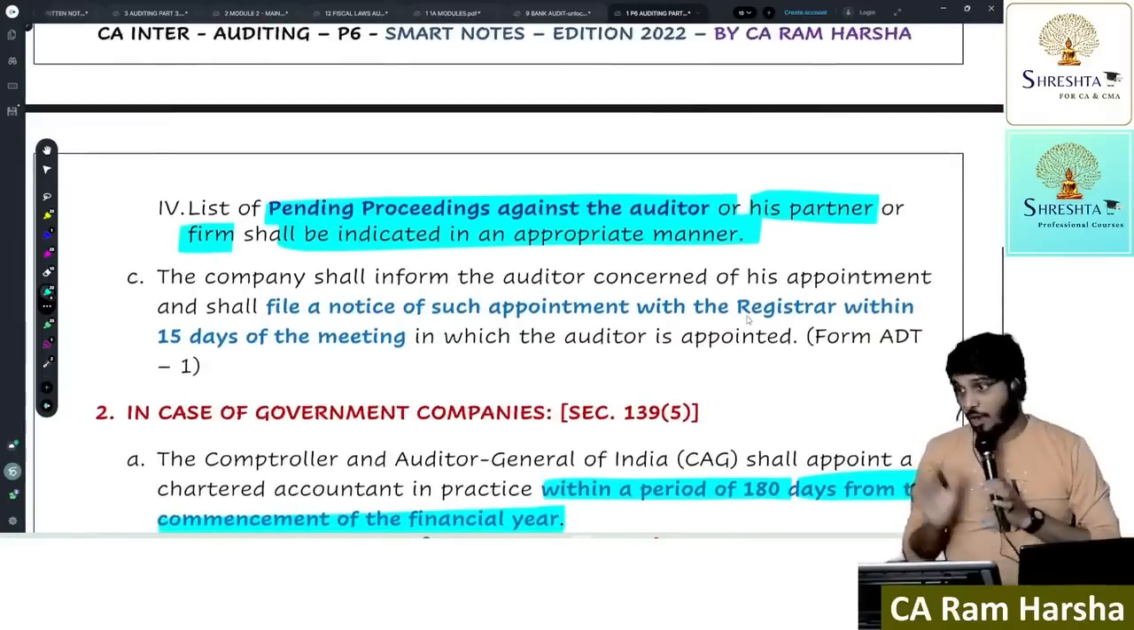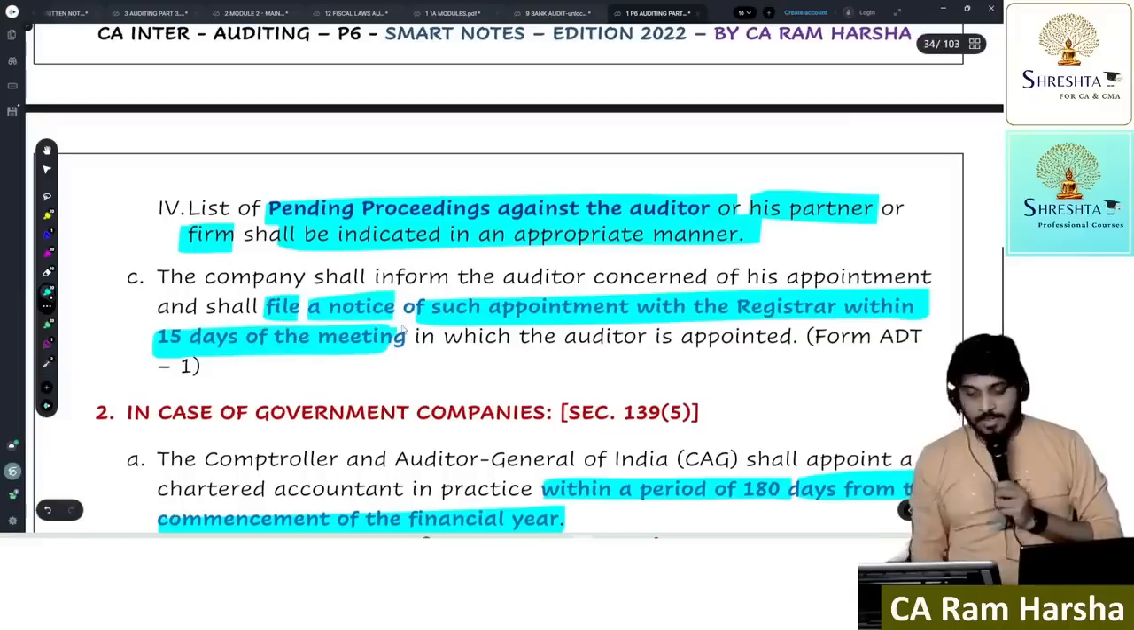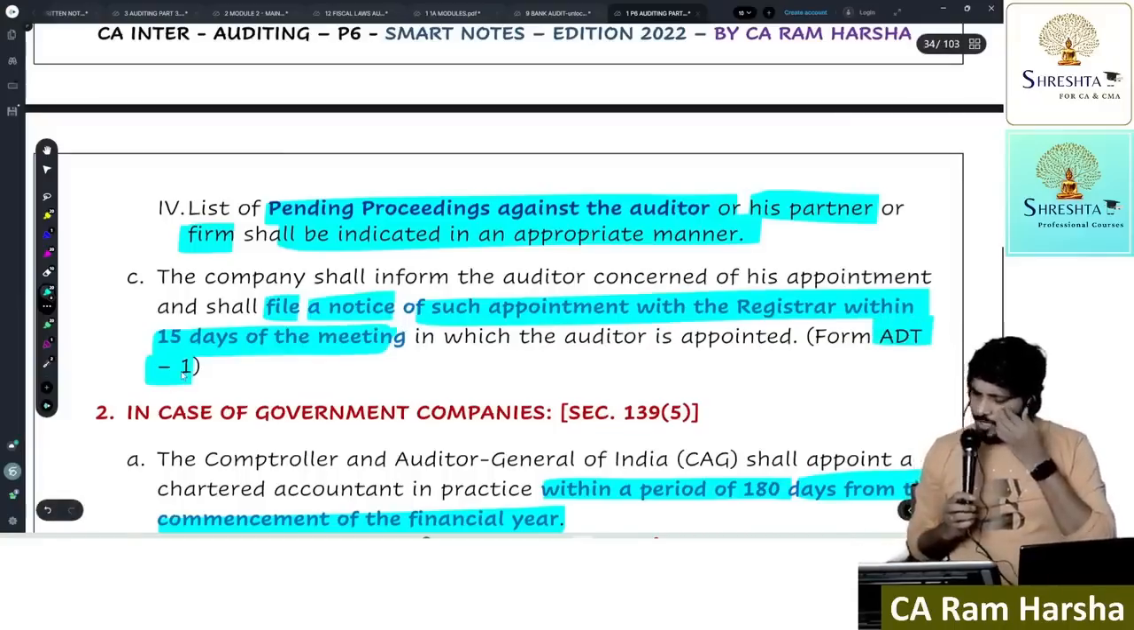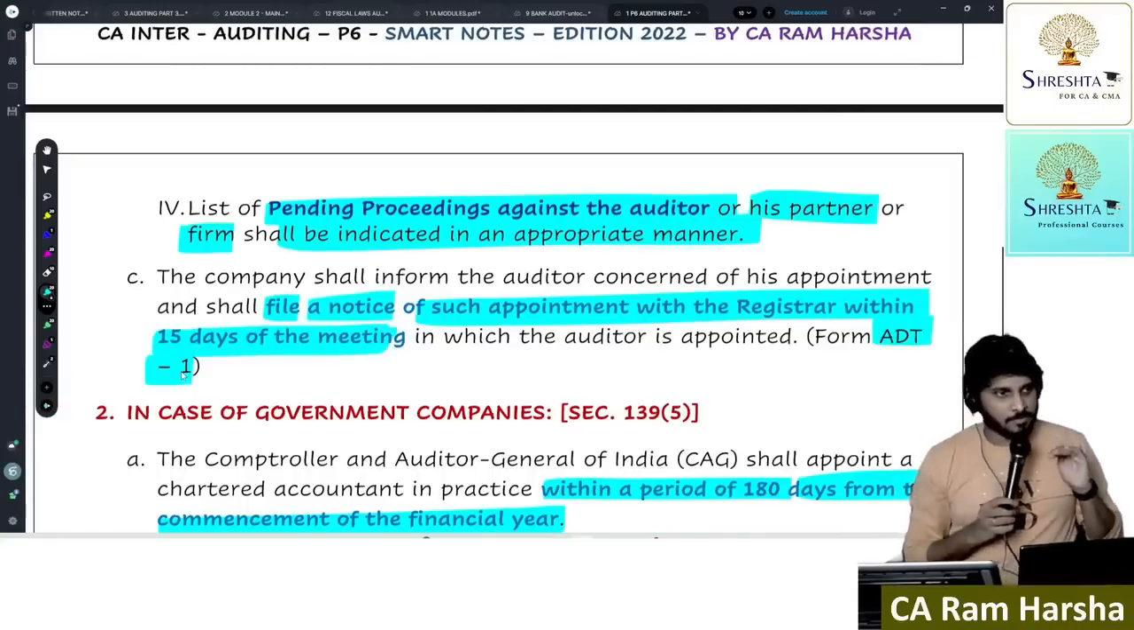Once the auditor is appointed, the company shall file a form with ROC within 15 days. The form number is ADT-1. Mostly they will not ask this form number. Some senior citizens, whoever is setting the paper, they will ask.